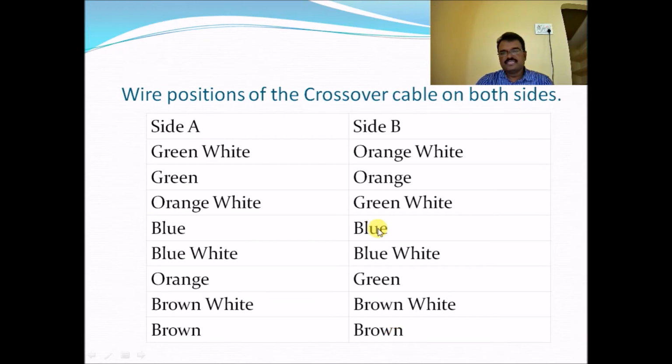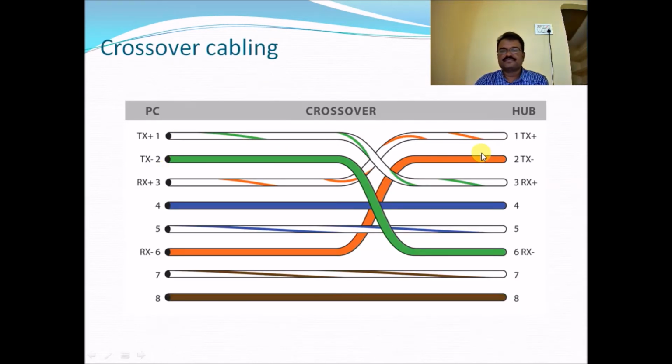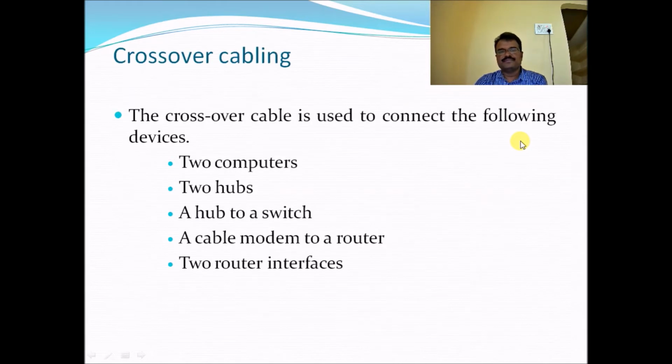Whereas in the straight through cabling method, the side A and side B wire positions are the same. But in crossover cabling, the side A wire positions and side B wire positions change a little bit according to this arrangement. Pin 1 and 2 are connected to pin 3 and 6 respectively in the other end, and pin 3 and 6 are connected to pin 1 and 2 in the other end respectively. So this is the arrangement in crossover cabling.